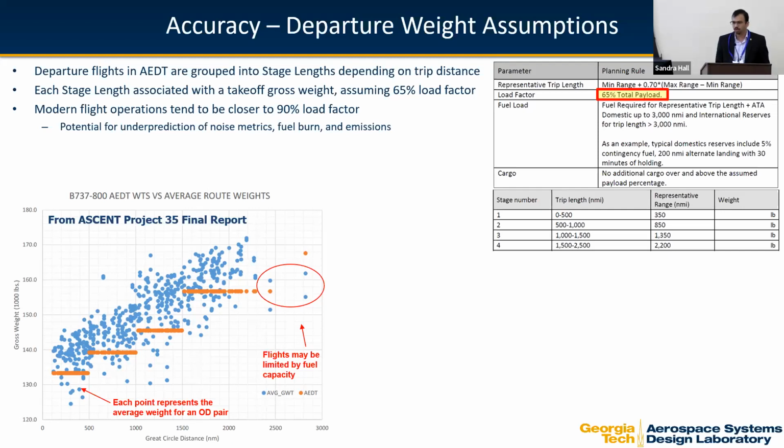So in this plot on the bottom left, we see a bunch of blue and orange dots. Each blue dot represents a single OD pair. And what we're showing there is the great circle distance on the x-axis and the gross weight on the y-axis. And the gross weight has been averaged over all the flights that we had data for that specific OD pair. And the orange is indicating what AEDT would assume the gross weight to be. And as you can see, generally, we're under-predicting the weight across all of our different OD pairs.